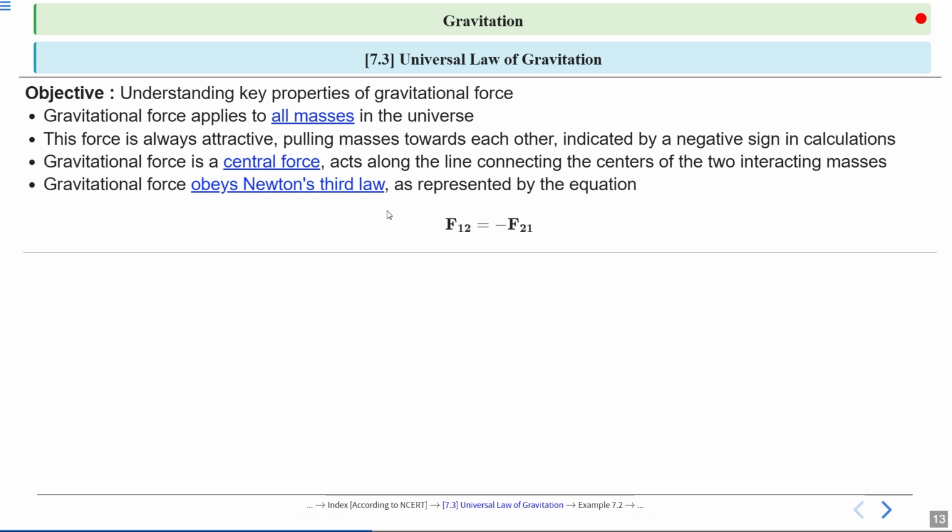Next, gravitational force obeys Newton's third law, which states that for every action, there is an equal and opposite reaction. This is represented by the equation F12 is equal to minus F21. The force exerted on body first due to second is equal to minus of the force exerted on body second due to first. This reciprocal action is a fundamental aspect of gravitational interactions.